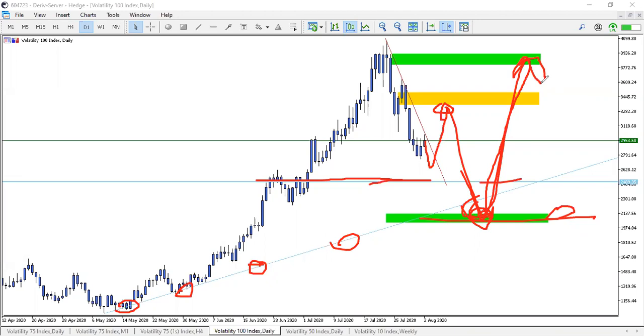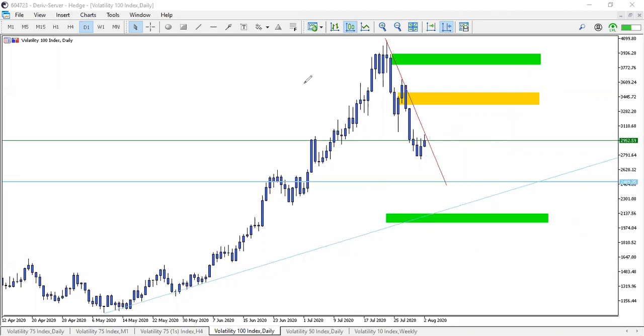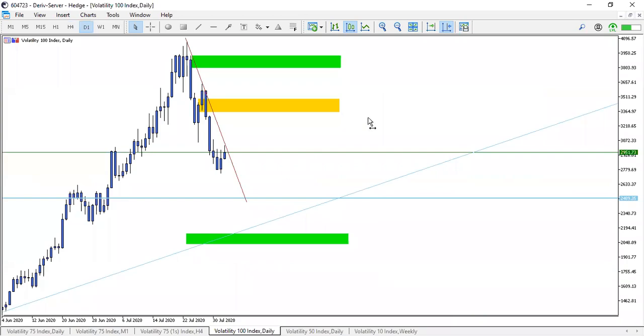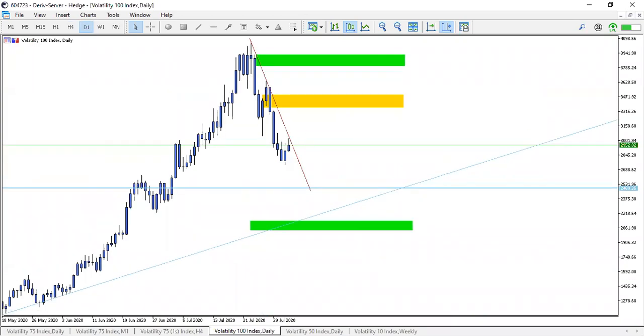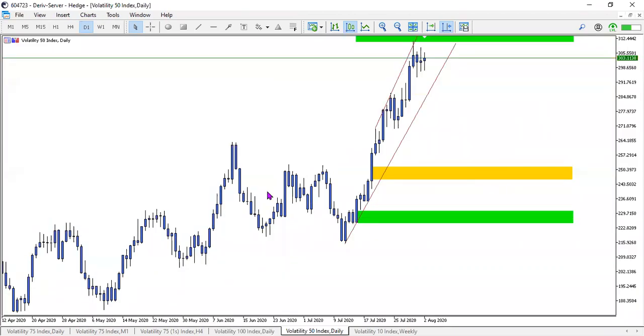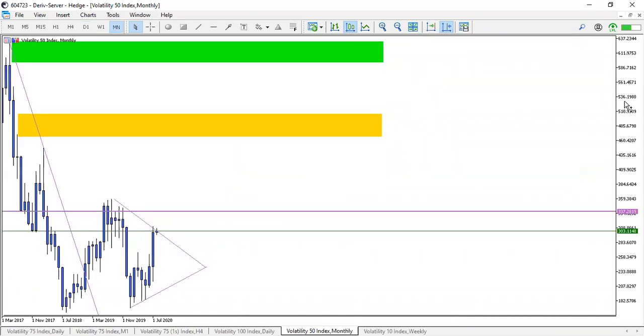Coolio. Moving on. I think, yeah, that's about it on the Volatility 100. I just stopped at the daily chart. Moving on to Volatility 50. We'll start from the monthly chart as well on this.